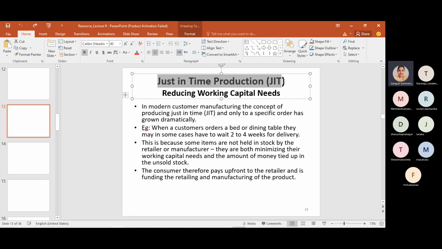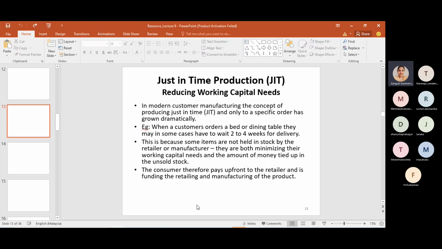Okay, so JIT. This is another strategy that you can follow to utilize your working capital effectively. Just in time production means the manufacturer will start manufacturing the product only after a customer orders it. හරිද? ඒ කියන්නේ කලින් manufacture කරලා තියාගන්නේ නැතුව customer ගෙන් order එක ආවම තමයි manufacture කරන්න පටන් ගන්නෙ. The manufacturer will start manufacturing his or her product only after receiving an order from the customer.